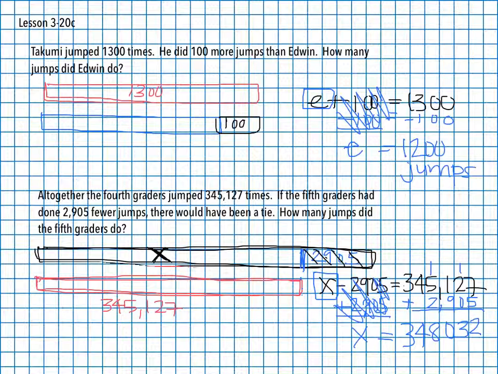So the fifth graders did 348,032 total, and I don't really have room, but I better label, so I'm just going to write jumps and put an arrow right there.